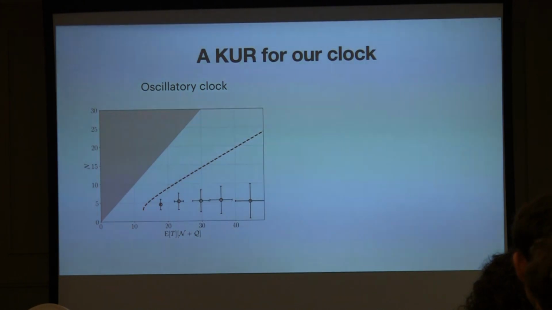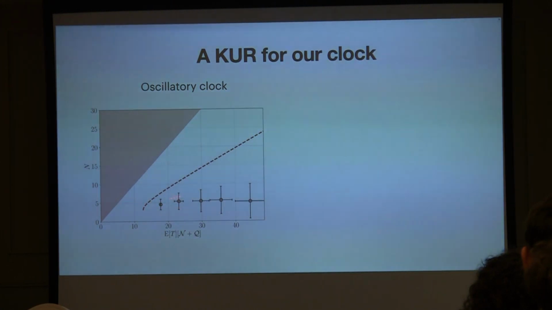So what you can do now is go into the oscillatory regime again, the oscillatory clock, and you can calculate these two terms exactly. We had our precision before, and we can now estimate this quantity as well. As you plug it back in, you can see this red region corresponds to a violation of the KUR. The red dashed line is theoretically what we expect to see.